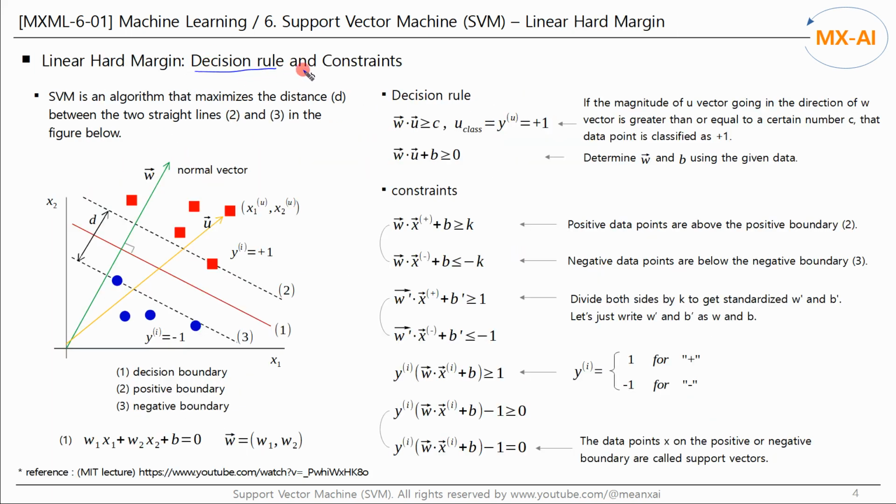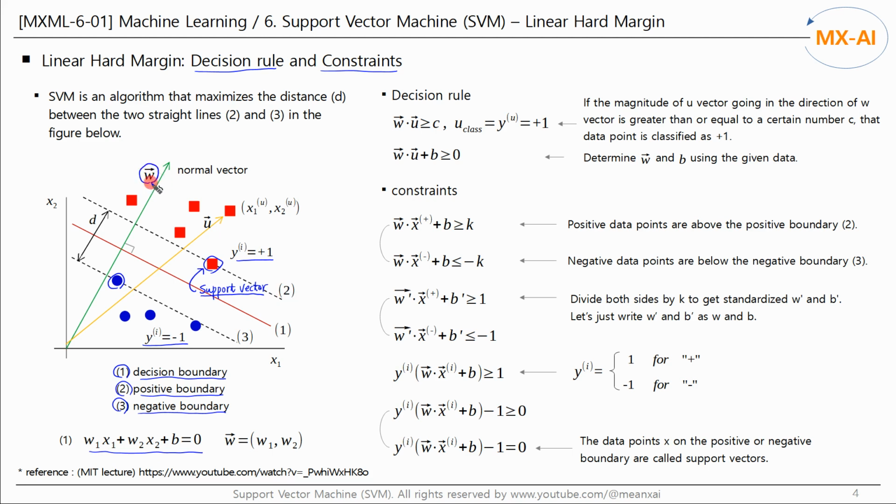Next, let's look at the decision rule and constraints. In the figure below, the class Y of the red data points are +1, and the class Y of the blue data points are -1. The straight line 1 is the decision boundary, the line 2 is the positive boundary, and the line 3 is the negative boundary. Let's call this equation the decision boundary. And this data point and this data point are support vectors. Again, SVM is an algorithm that maximizes the distance between the straight lines 2 and 3.